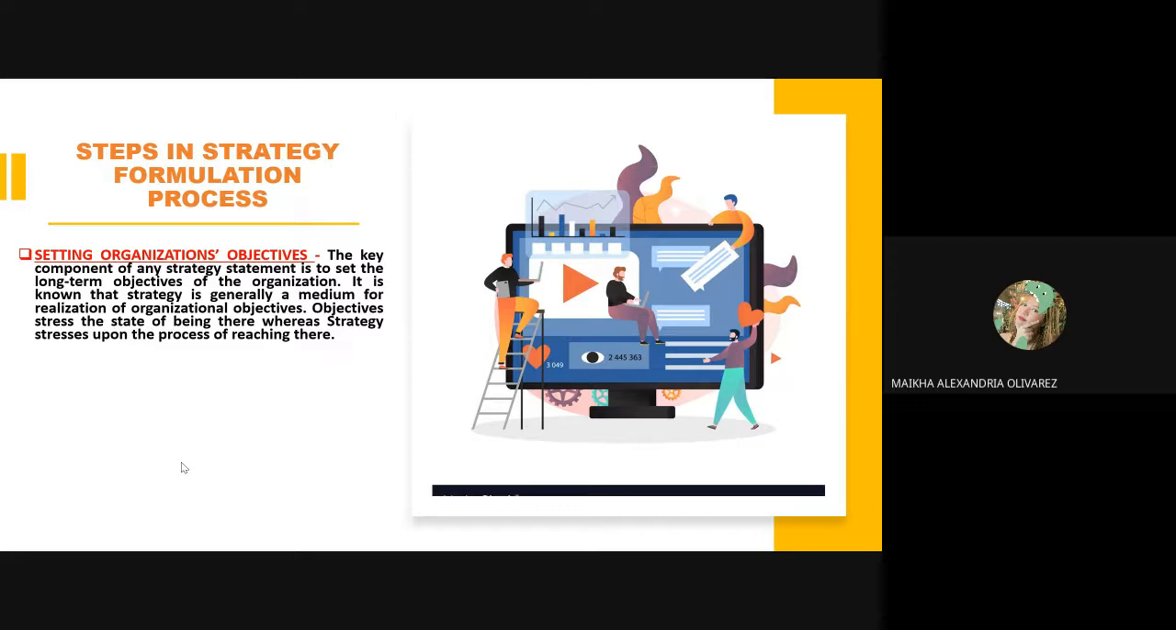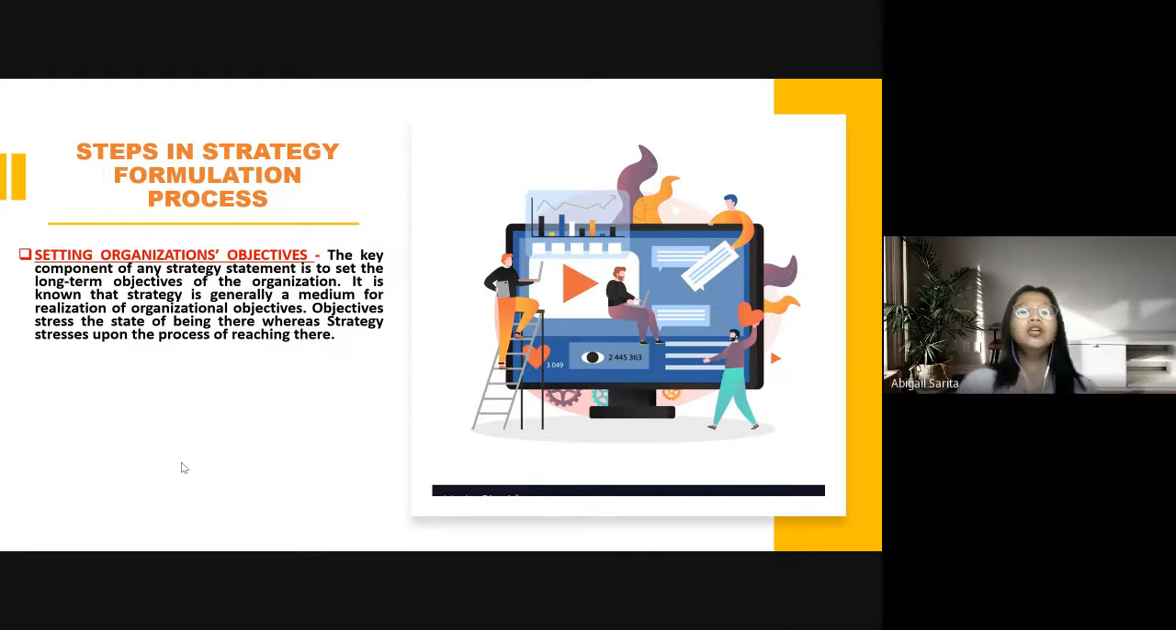Setting organizations' objectives. The key component of any strategy statement is to set the long-term objectives of the organization. It is known that strategy is generally a medium for realization of organizational objectives. Objectives stress the state of being there, whereas strategy stresses upon the process of reaching there.